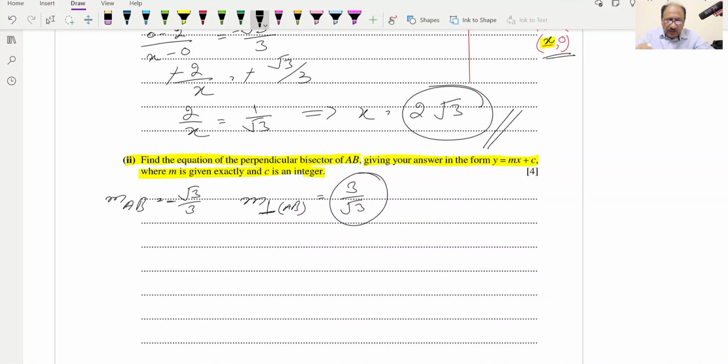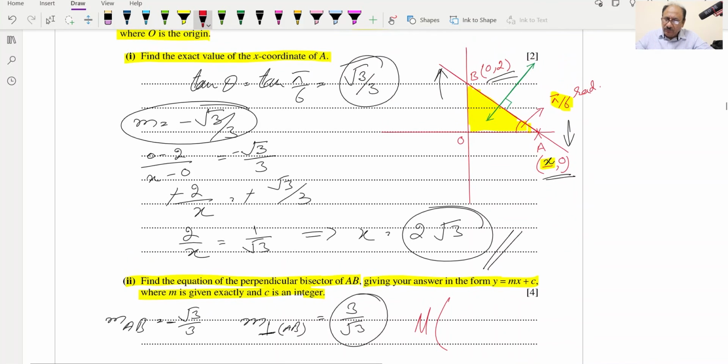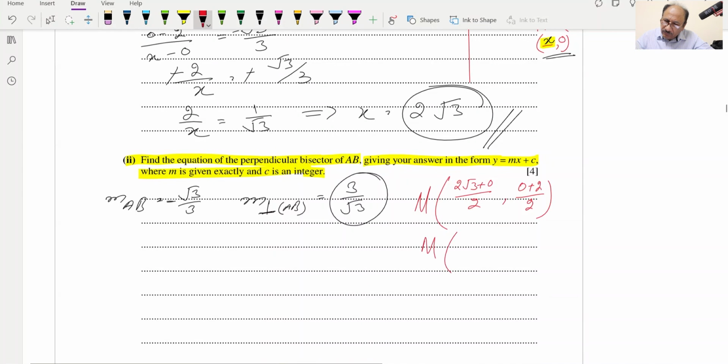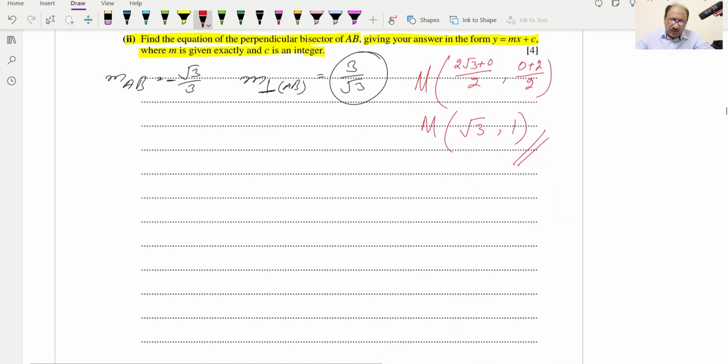And now we need the midpoint M. For the midpoint of AB we have the coordinates, so the x value is 2 root 3 plus 0 divided by 2, and the y coordinate will be 0 plus 2 divided by 2. If we simplify, we get the midpoint root 3 and 1. So this is the midpoint which we will be using, and we can write the equation.